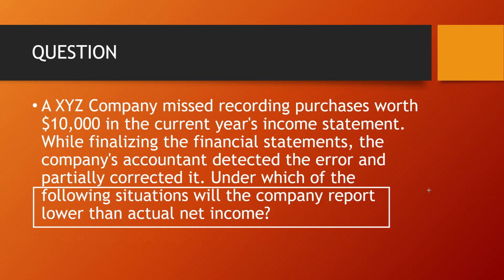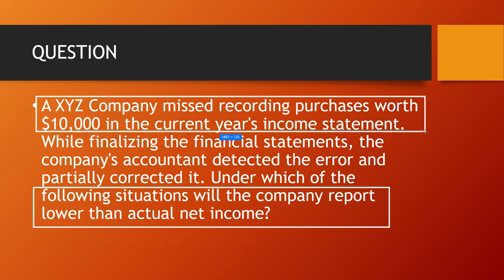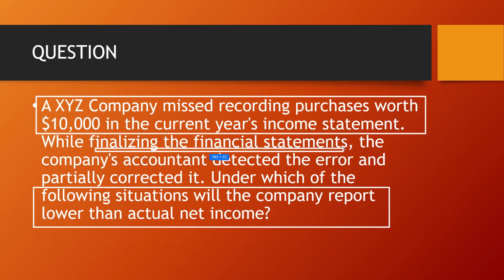So what's the next thing? They missed the entry. So it's an omission, a complete omission. They seem to have omitted everything while finalizing the accounts. At the closing, I think they are making the adjustments. The company accountant detected the error. But what he did is, he detected the error but corrected it partially. The only thing that happened in this situation is partial correction.